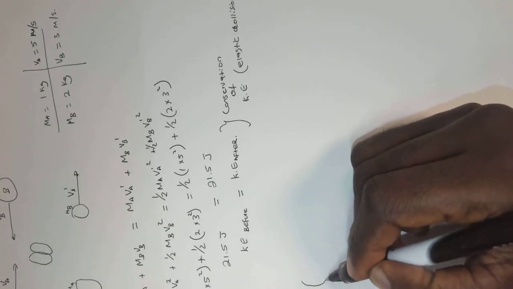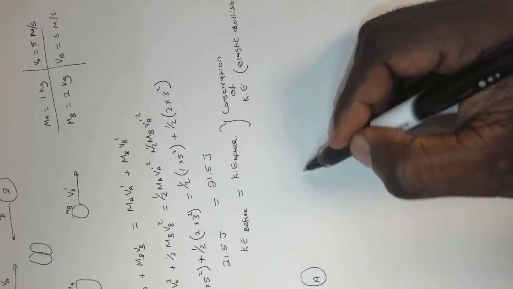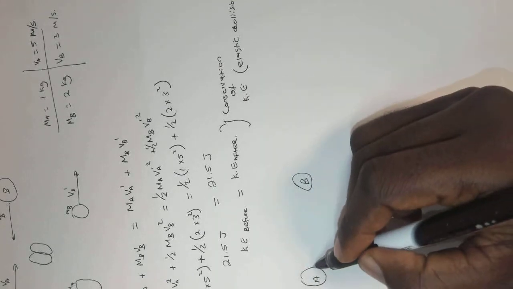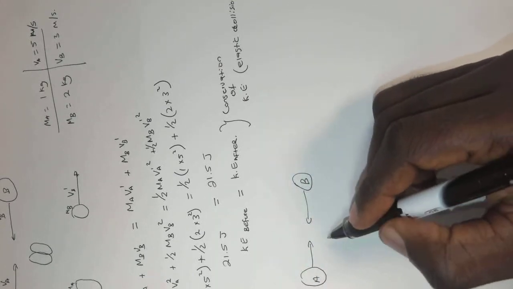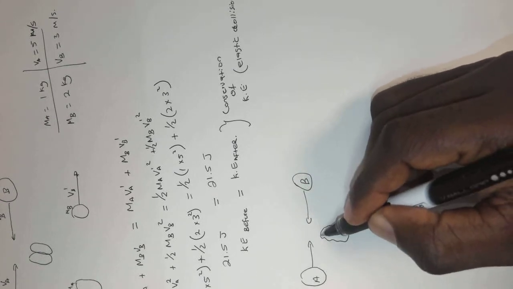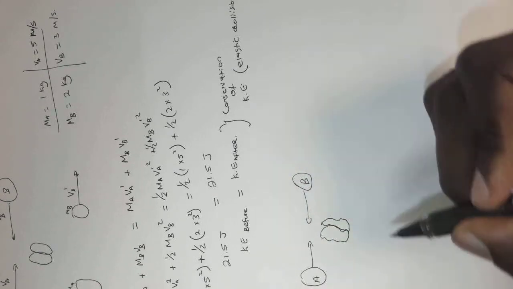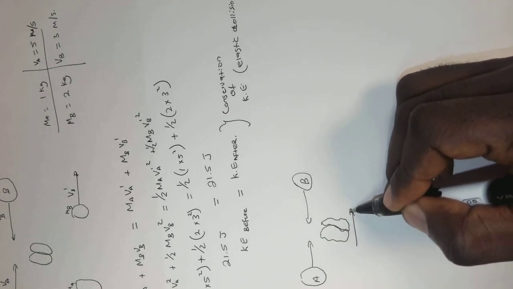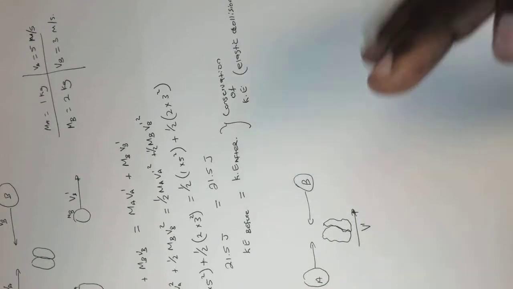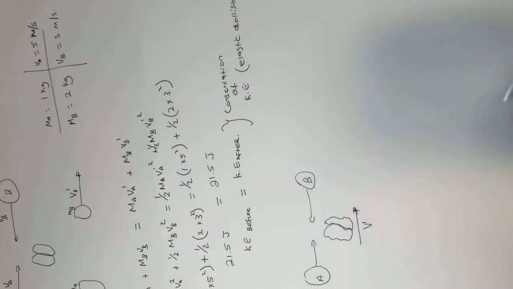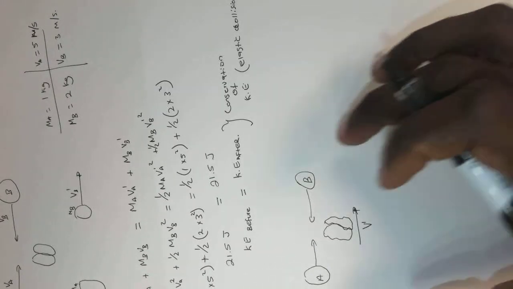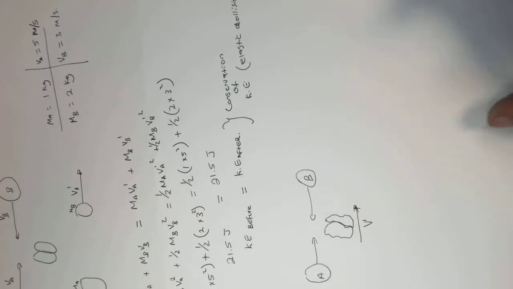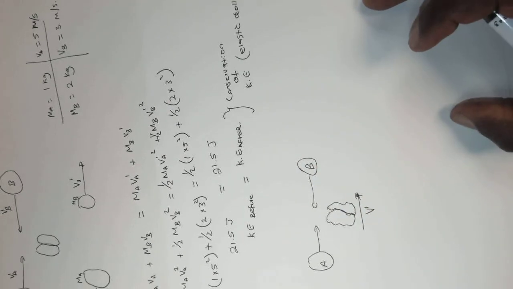Now let's go back. You have an object A and object B. They are interacting, and after collision they stick together and now move with the same velocity because they are glued together. So how does the kinetic energy change after collision?